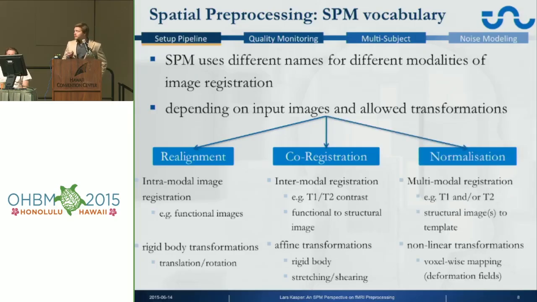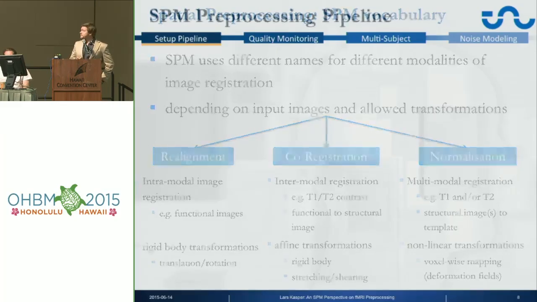And when we talk about normalization in SPM, we usually mean a multimodal registration nowadays. So images of different contrast, T1, T2 images, can be warped together to a template space, the MNI standard space. And here, because we have many more options for how the images can be distorted, we will also have a lot more applicable transformations that are represented with voxel-wise deformations, which are called deformation fields.